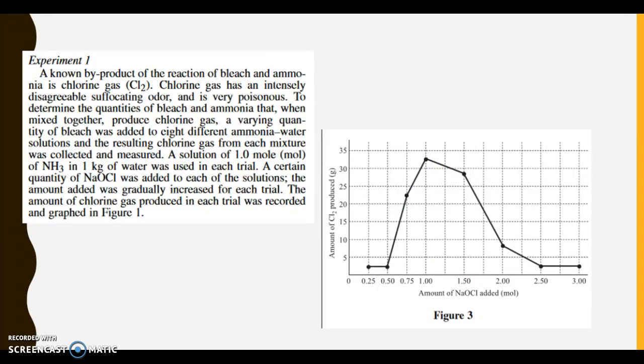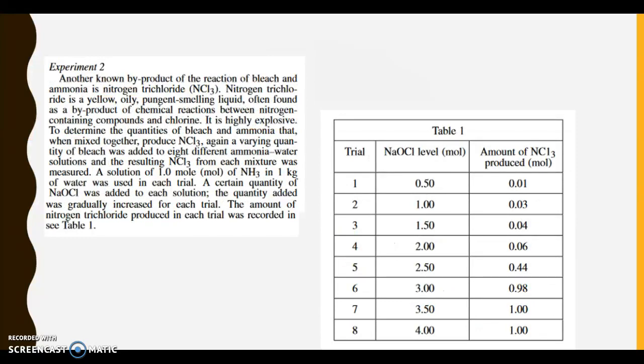Experiment 1 is looking at the byproduct from the bleach and ammonia mixture of chlorine gas. So, in this experiment, we're going to vary the quantities of bleach in our ammonia water and then measure the amount of chlorine gas that is produced. On our y-axis, we see the amount of chlorine produced, and on our x-axis, we see the amount of bleach added.